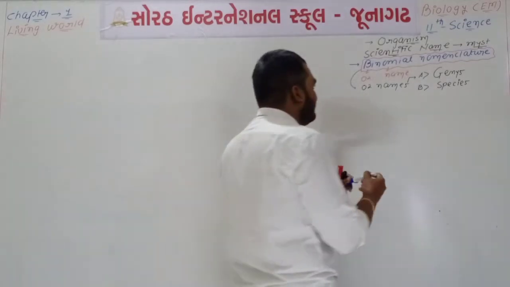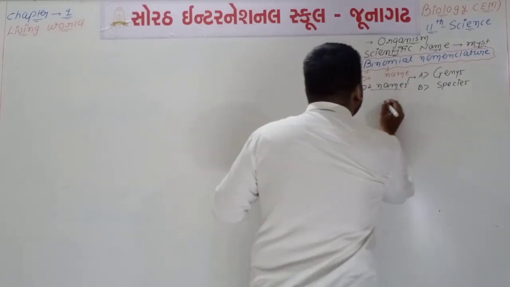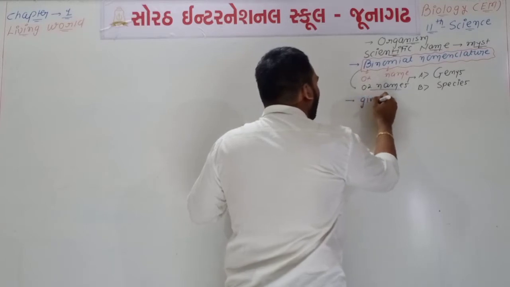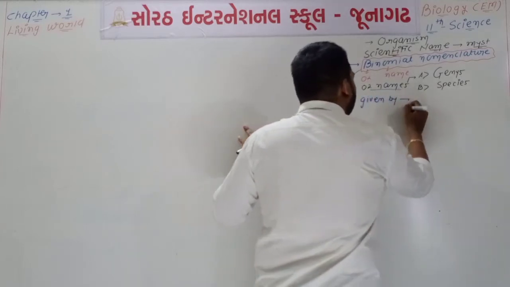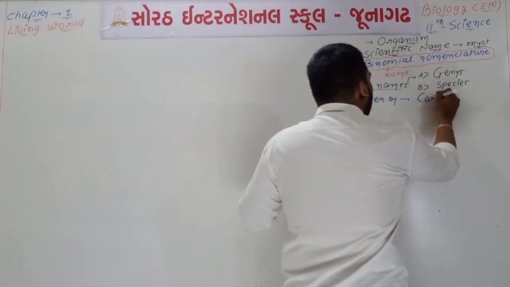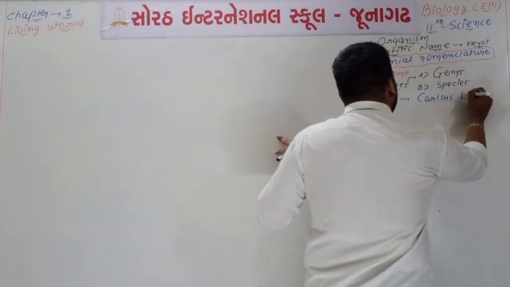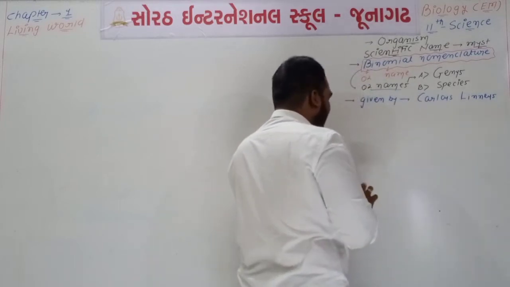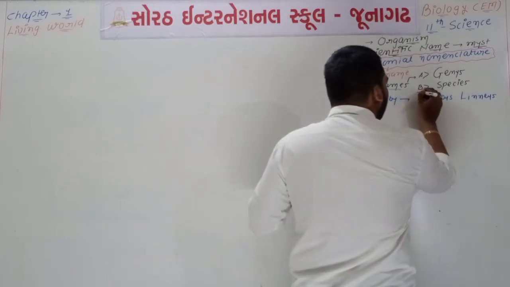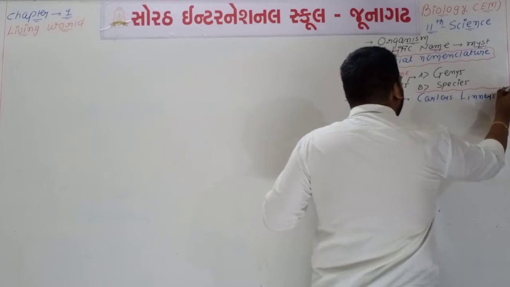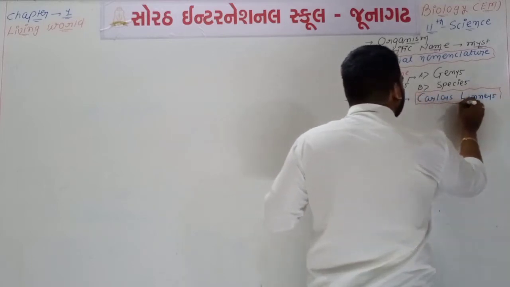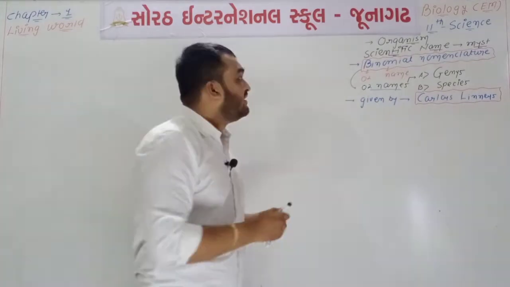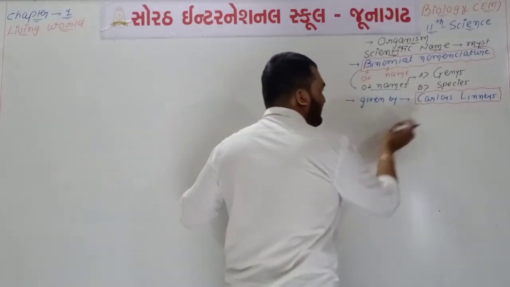Scientific name is made up of two names, genus and species, and this binomial nomenclature system was given by the scientist known as Carolus Linnaeus, or sometimes Carl Linnaeus. Both names are right. So you will remember that the binomial nomenclature system was given by Carl Linnaeus.